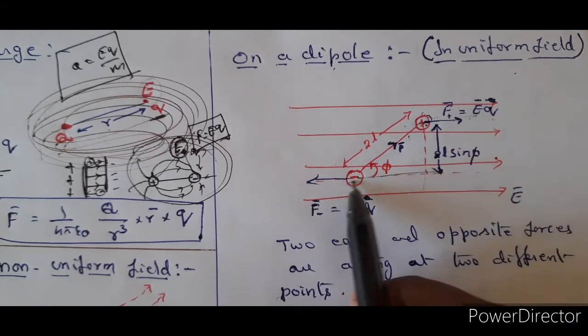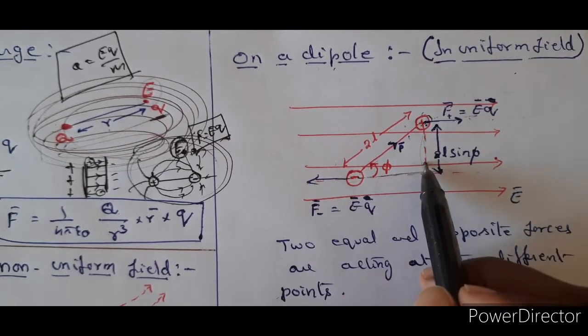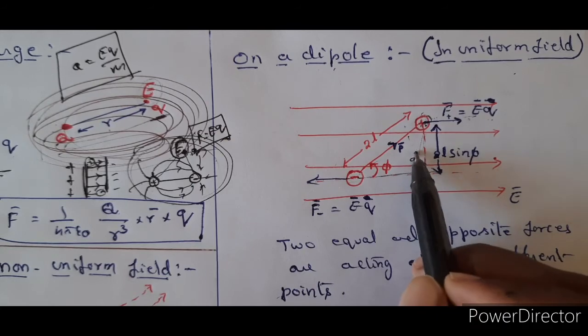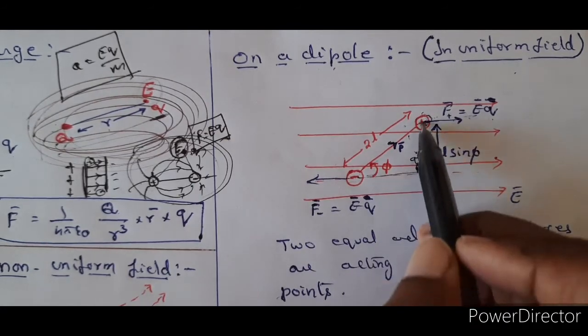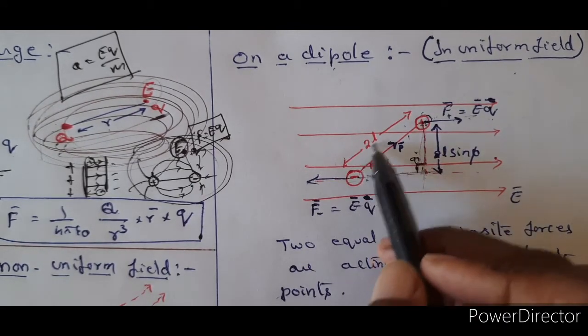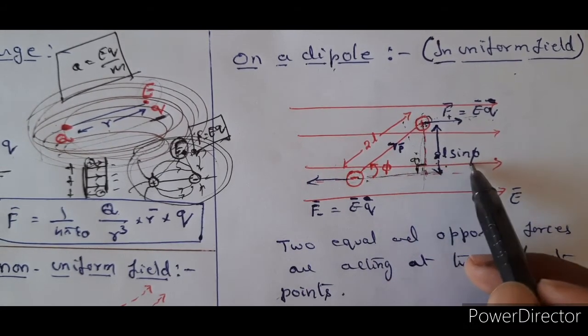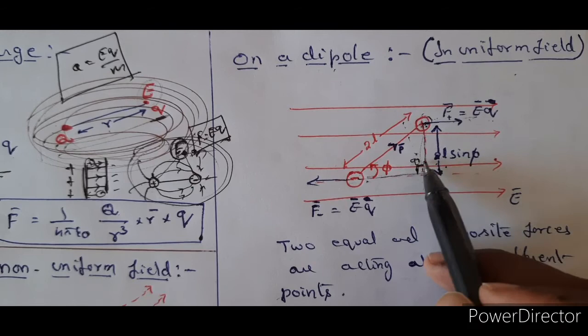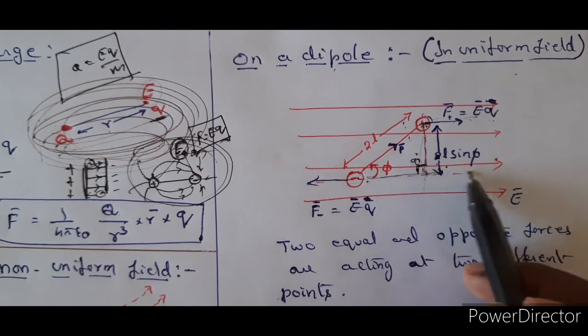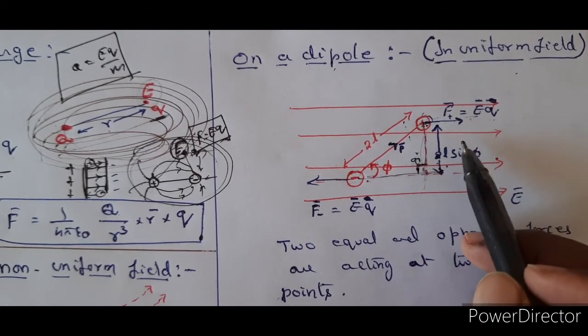One force here and the other force here. This is the perpendicular distance. That means this makes 90 degrees here. So this is a right angled triangle. In this right angle triangle, hypotenuse is 2L. Now opposite side is 2L sine phi. So we know the perpendicular distance now. 2L sine phi is the perpendicular distance.